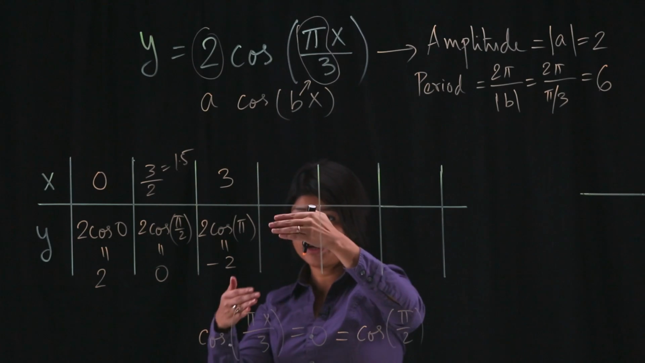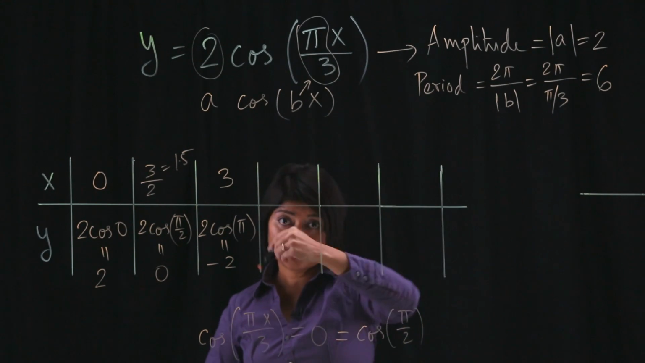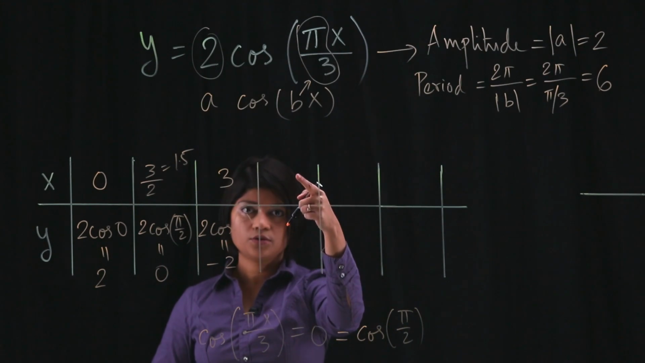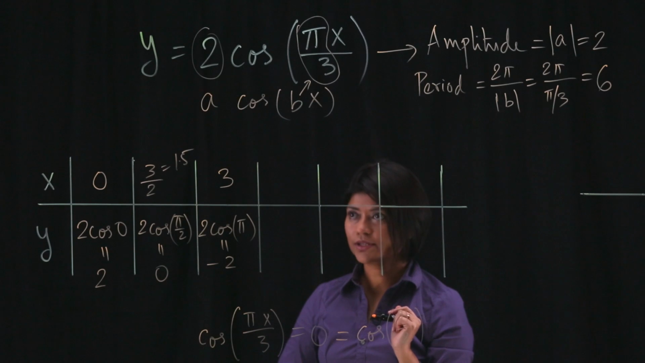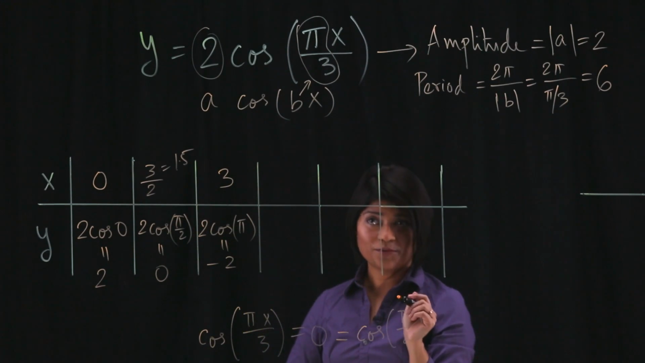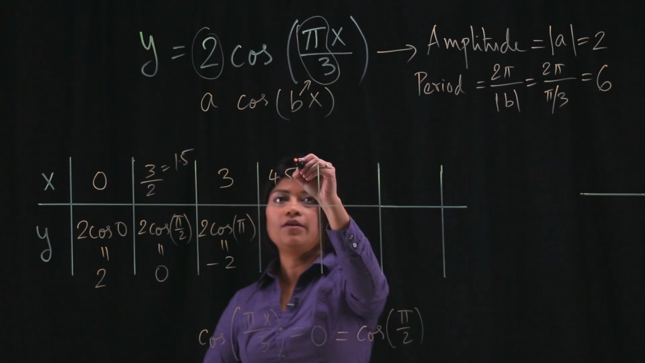So we have -2 now. The graph will start going upward again, and it will cross the x-axis again. So what will be the next value where the graph will cross the x-axis? First one was 1.5. Next one will be, you got it, 4.5 or 9 over 2.